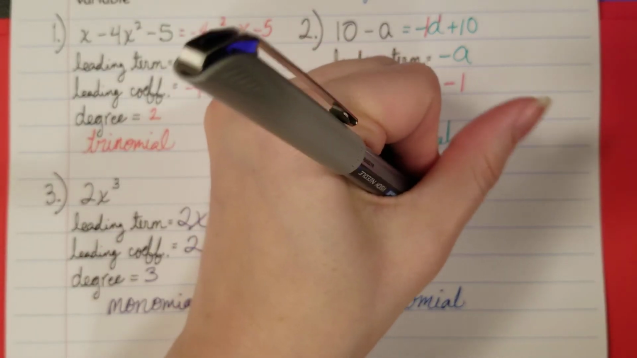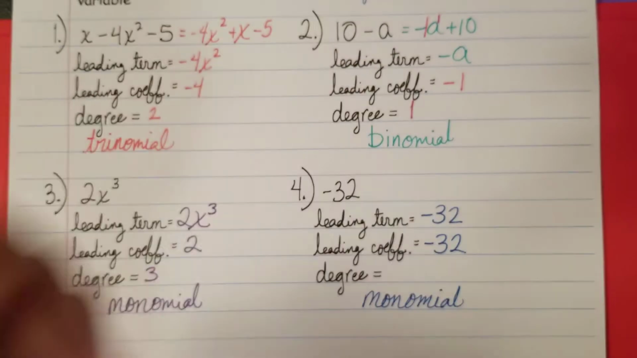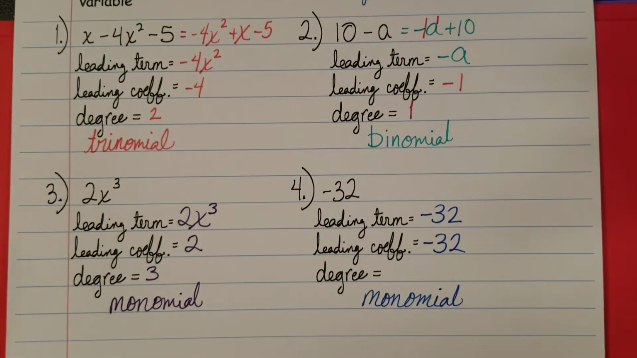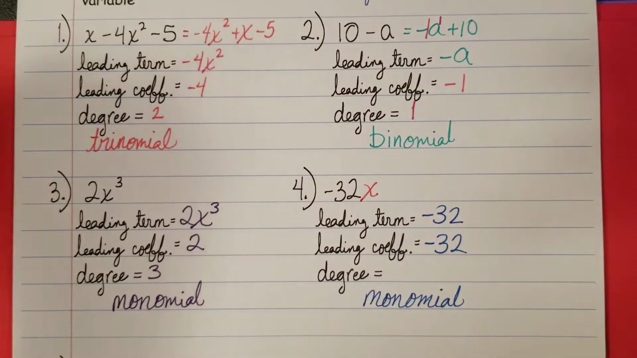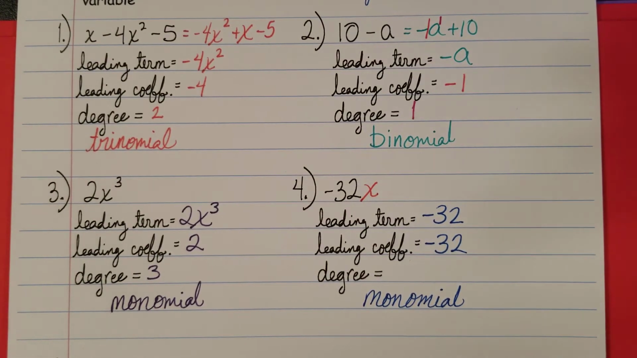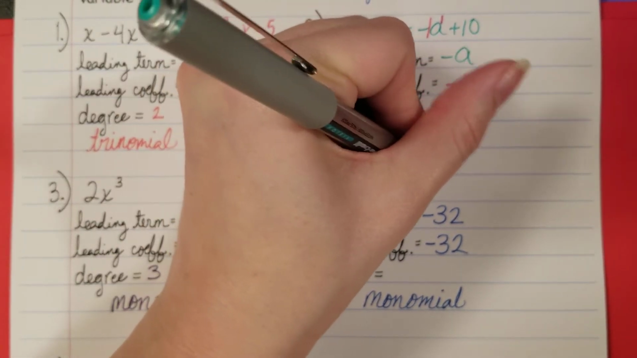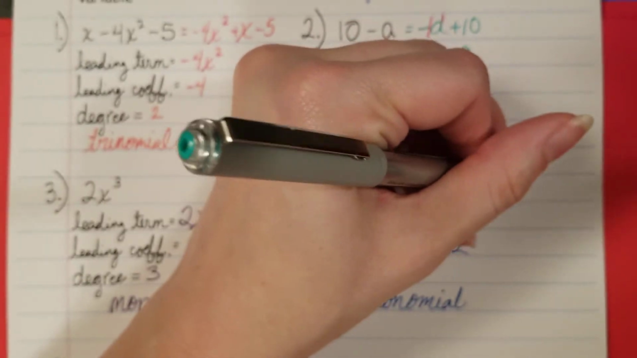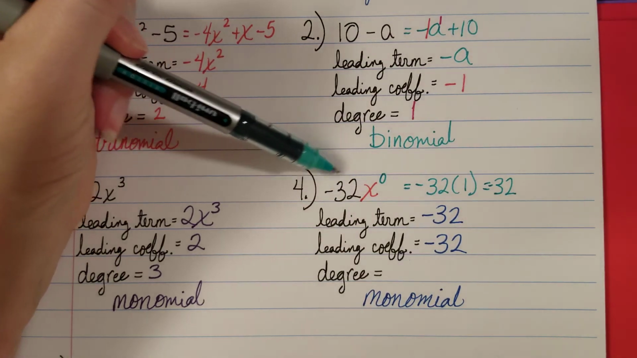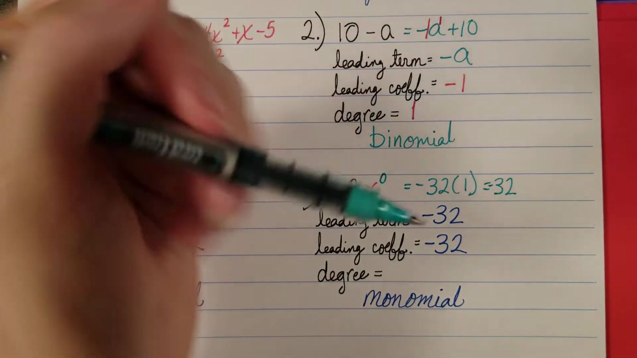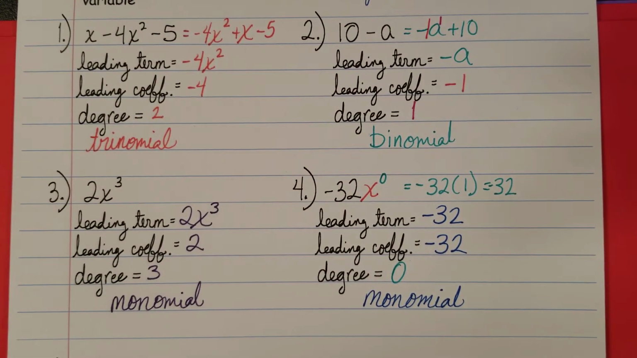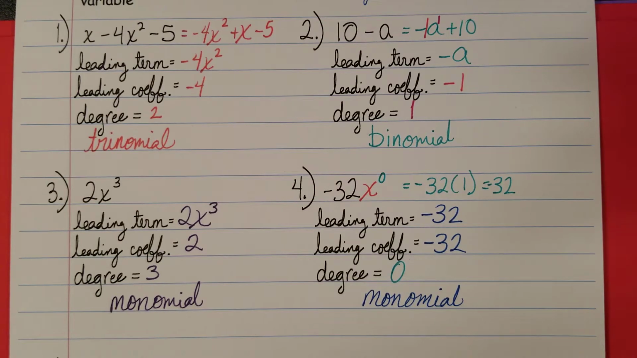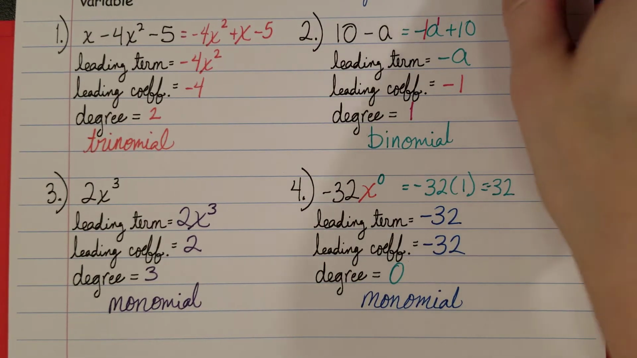So the leading term is negative 32. Leading coefficient is negative 32. The degree is actually going to be 0, okay, because the degree is the highest power of the variable. So if you had your variable x here, you would have an exponent of 0, okay, because x to the power of 0 would be 1. So that would be negative 32 times 1, which equals just negative 32, right? So that's what we call a constant term. So the degree there is 0, okay? So if there is no variable, then the degree is 0. That's what we call a constant.